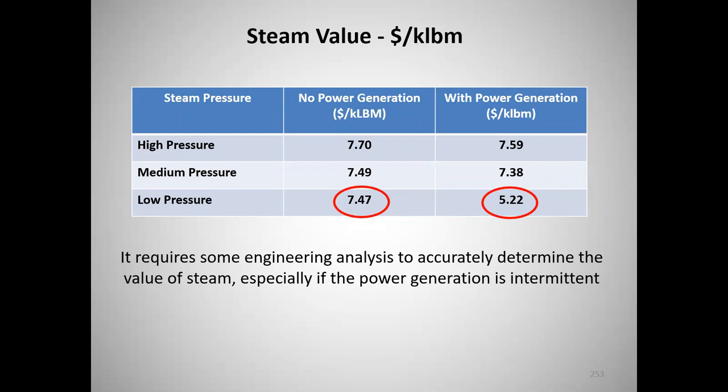But look at what happens when we start putting in power generation. We see a bigger drop between the two, especially between the medium pressure and low pressure. What these programs do to calculate this is they have a base model and they will increase the amount of, say, high pressure steam by 1,000 pounds. It does it automatically as part of the calculation. And then it calculates the overall cost.